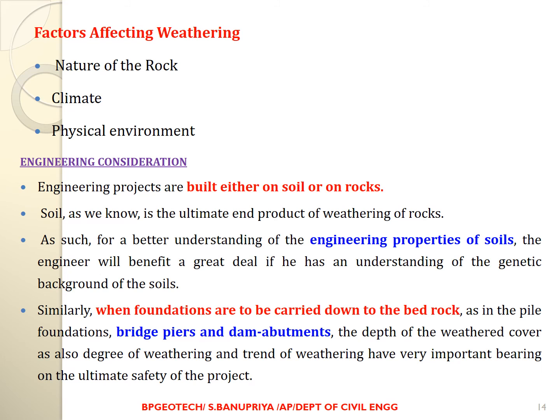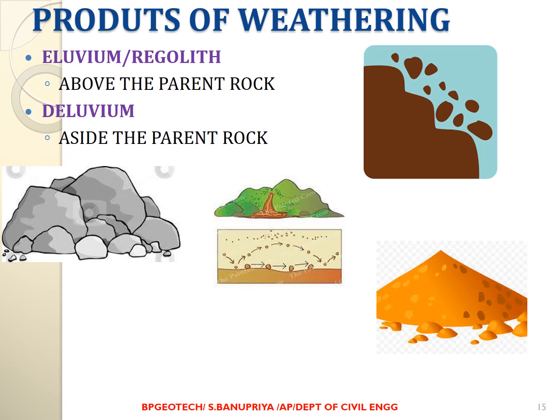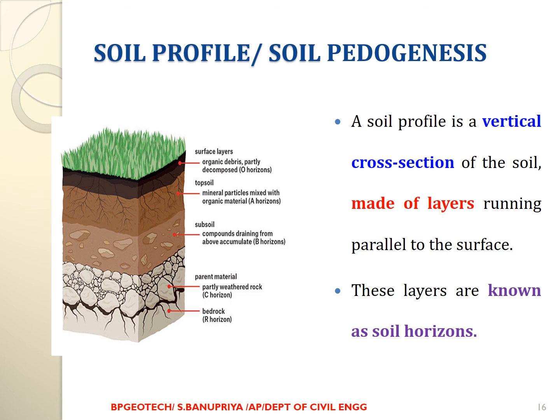After any type of weathering, the rock is disintegrated into small pieces. If the smaller pieces are present above the parent rock itself, those weathered products are known as alluvium or regolith. If after the disintegration of rock into smaller pieces, those pieces are present outside the parent rock, those products are known as colluvium. The product is nothing but our soil.